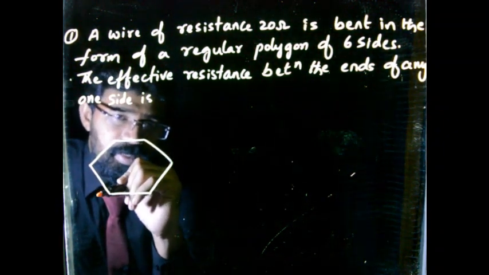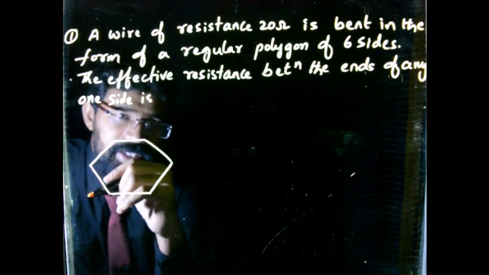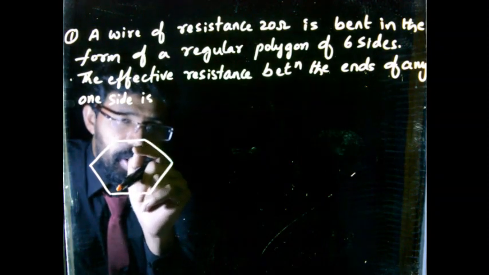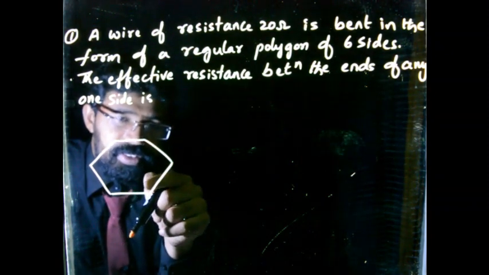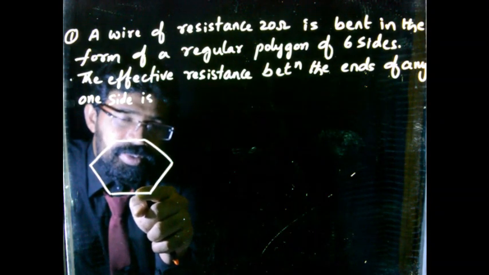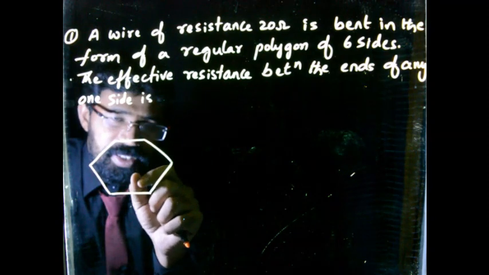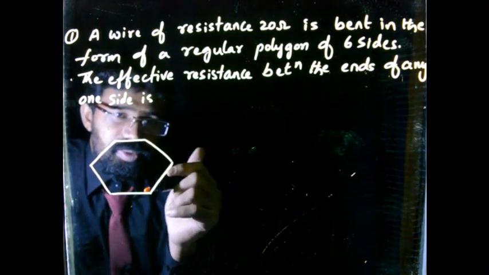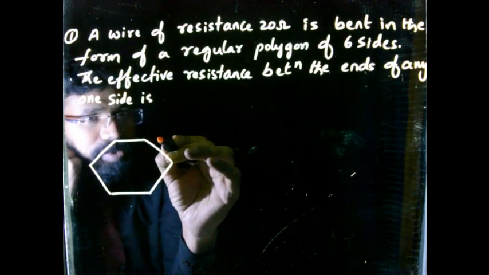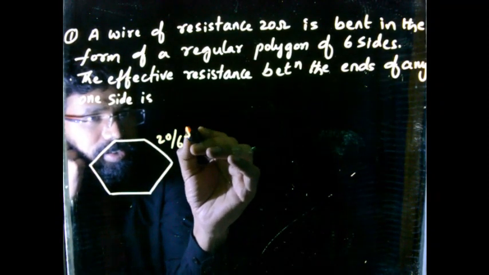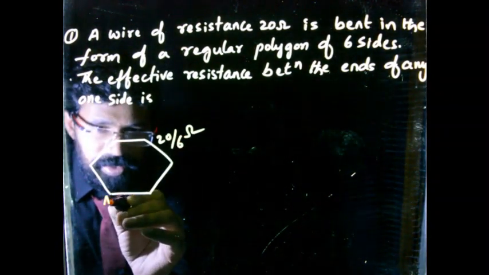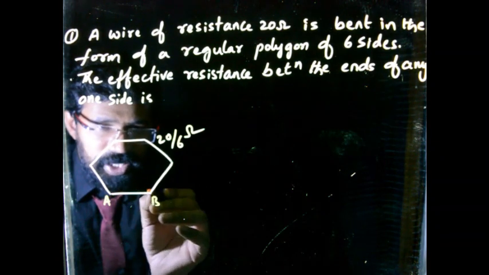See, resistance is directly proportional to L, isn't it? Since a 20 ohm resistance wire is divided into 6 equal parts here, isn't it? It's not divided actually. It was bent such that all the sides are of the same length. So each side's resistance will be how much? 20 by 6. Yes, that simple. So each side resistance is 20 by 6 ohms.